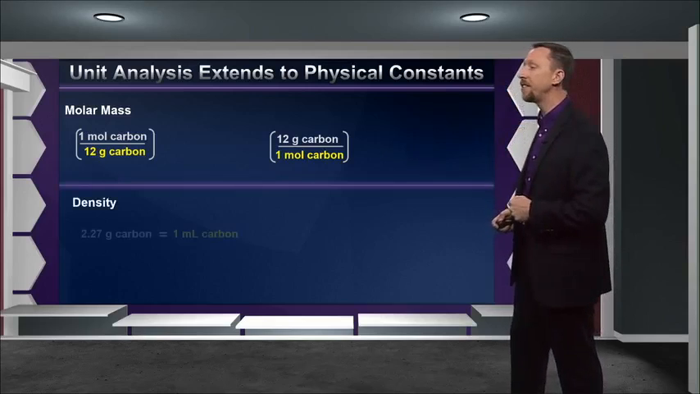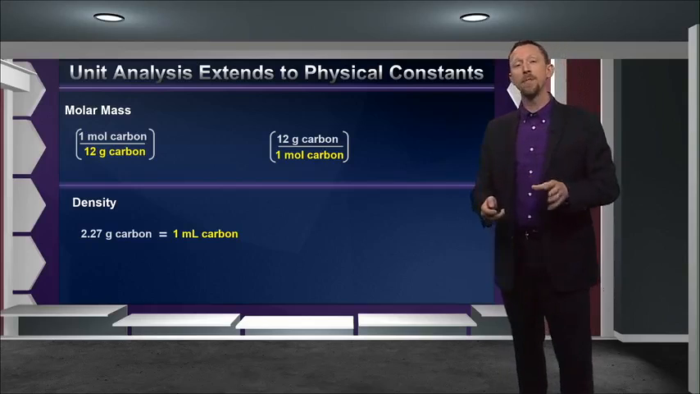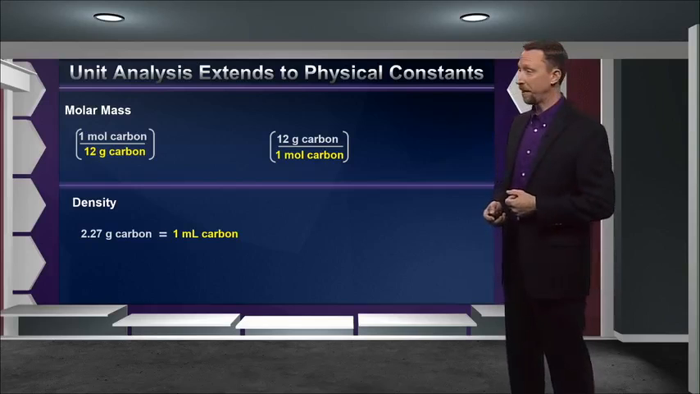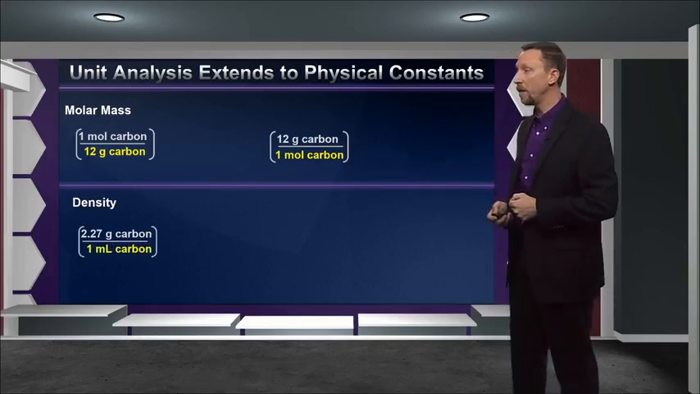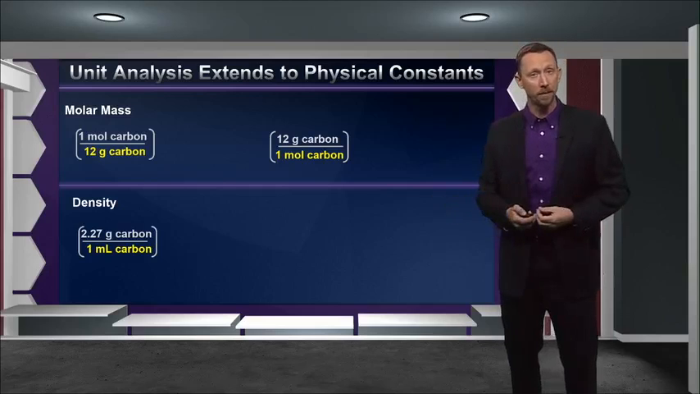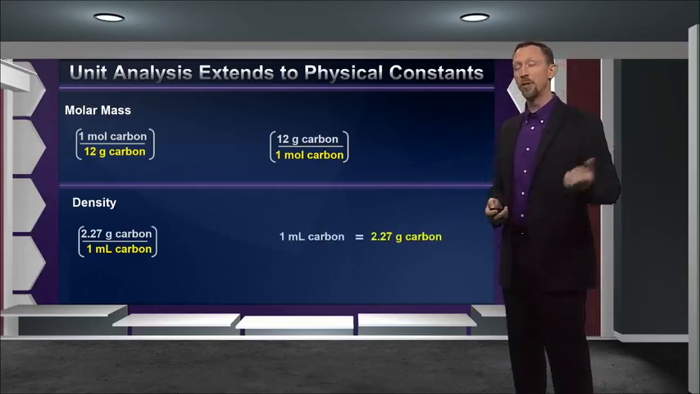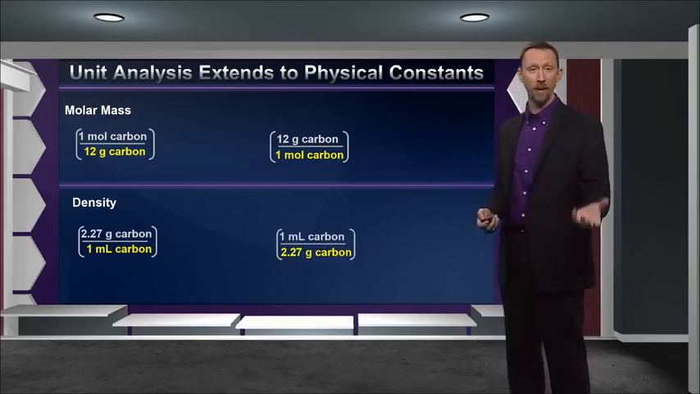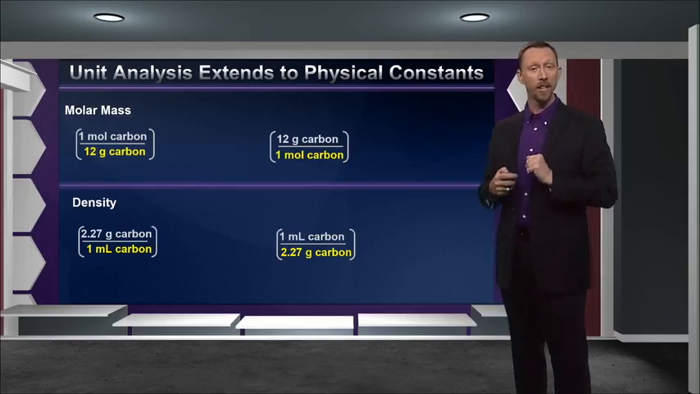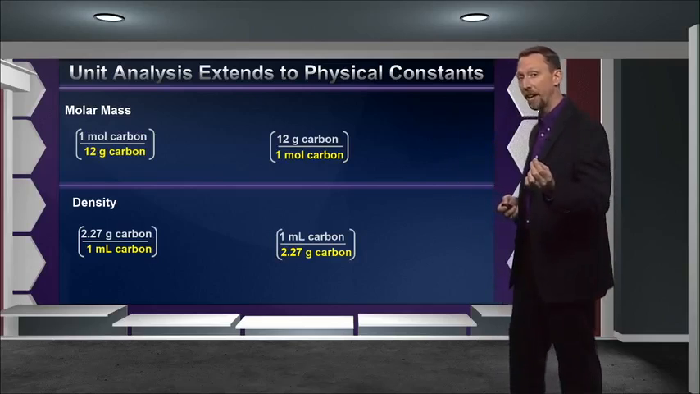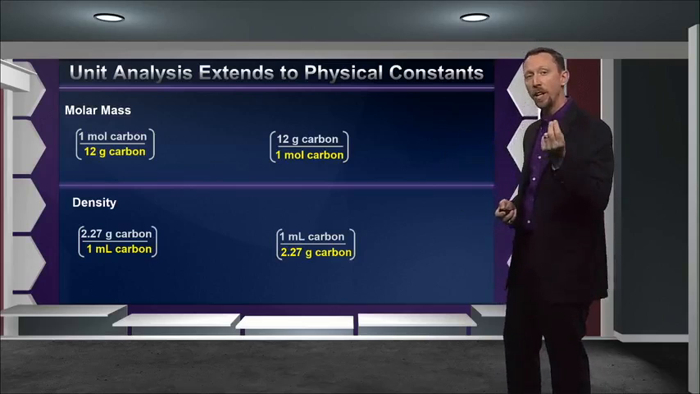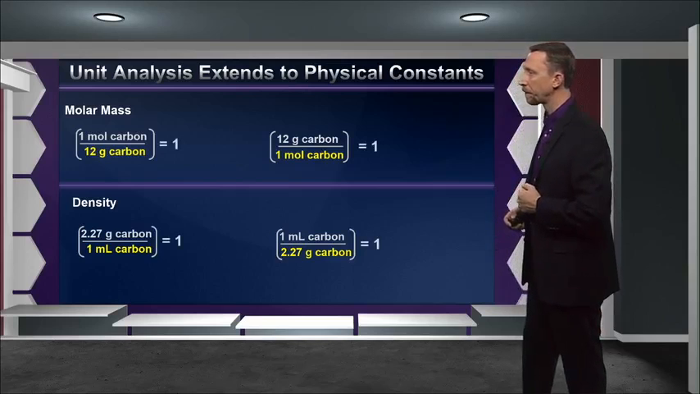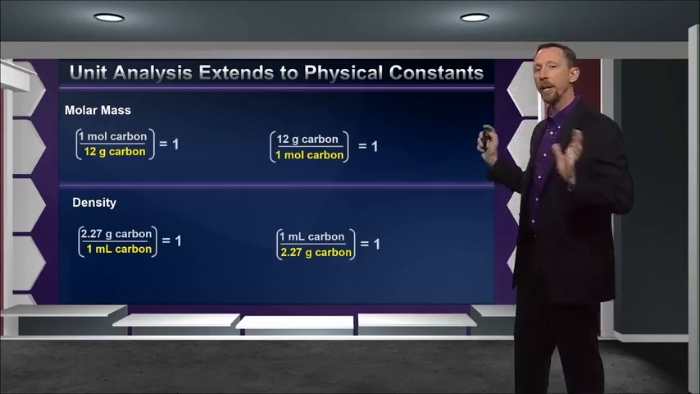Similarly, we can use things like density. 2.27 grams of the most common form of carbon, graphite, is equal to 1 milliliter of graphite. So I can create a density value of 2.27 grams per milliliter. Similarly, if it suits my needs, I can create a conversion factor that's 1 milliliter over 2.27 grams. Because those numbers are equal, I can put either one on the top or the bottom of my conversion factor and still have a factor that won't change the value in the equation that it's inserted into. So all of these are treated as though they were equal to 1.